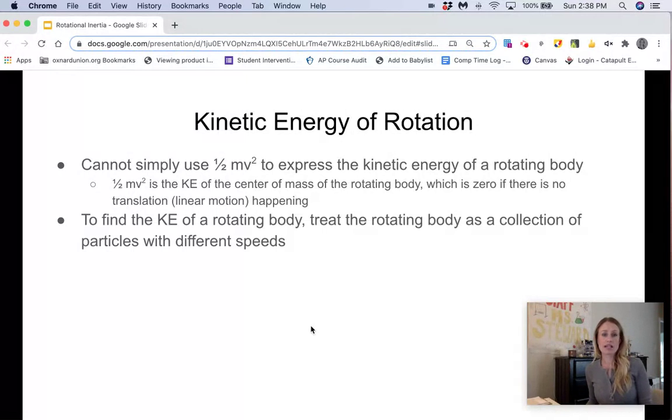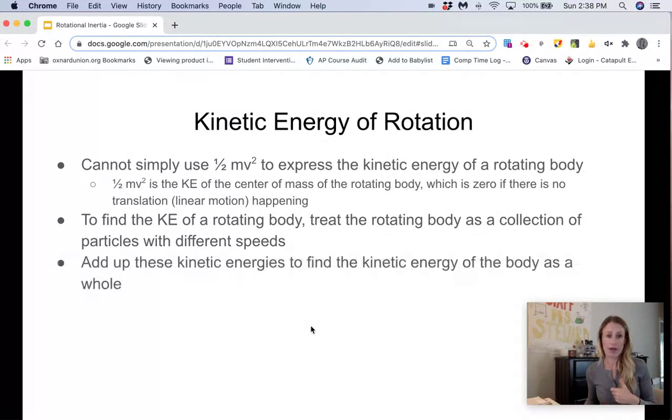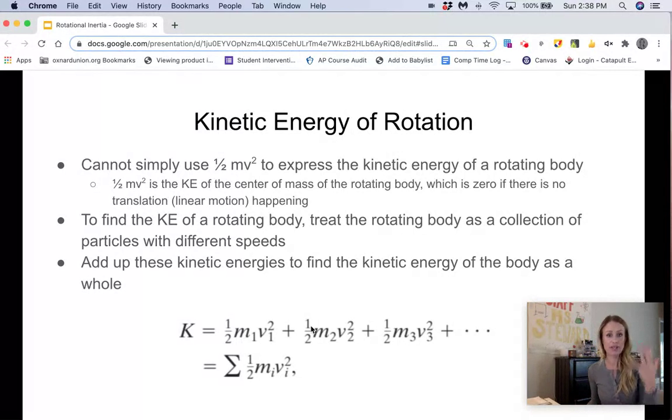In order to find the kinetic energy of a rotating body, we have to treat that rotating body as a collection of particles with different speeds. So what we do is we add up the kinetic energies of those different particles to find the kinetic energy of the rotating body as a whole. So here's the equation for this. We get 1/2 m1 times v1 squared plus 1/2 times m2 times v2 squared, and so on and so forth.